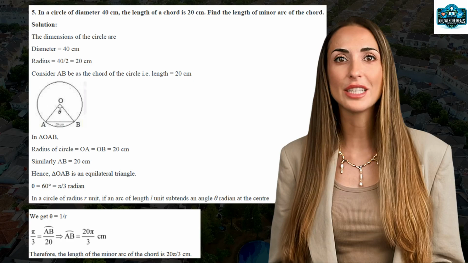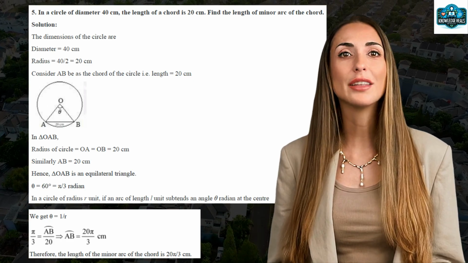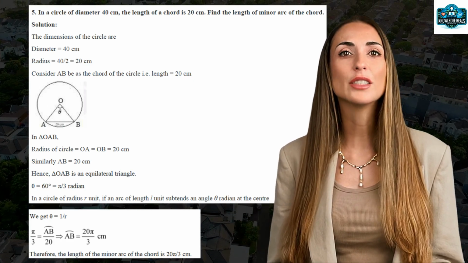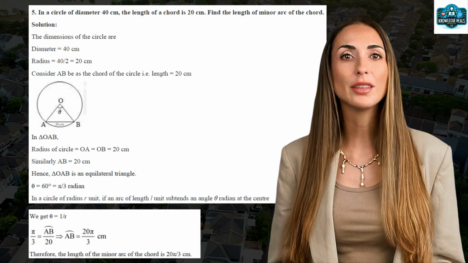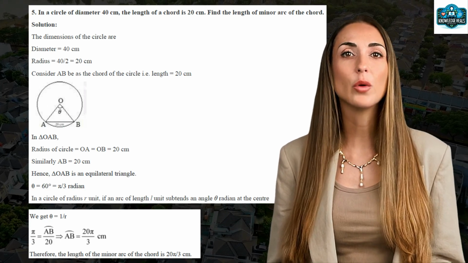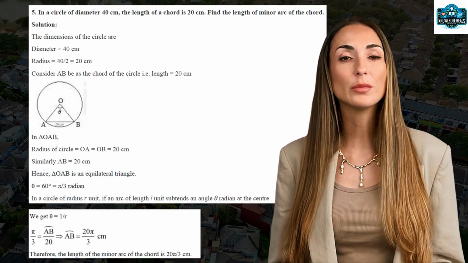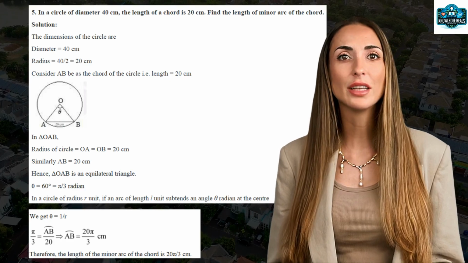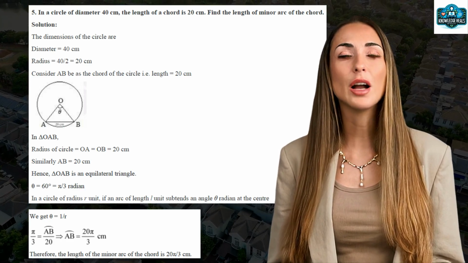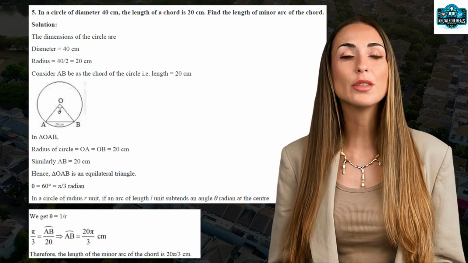In a circle of radius r unit, if an arc of length L unit subtends an angle theta radian at the center, we get theta is equal to L by r. Pi by 3 is equal to arc AB by 20, then it becomes arc AB is equal to 20 pi by 3 centimeters. Therefore, the length of the minor arc of the chord is 20 pi by 3 centimeters.